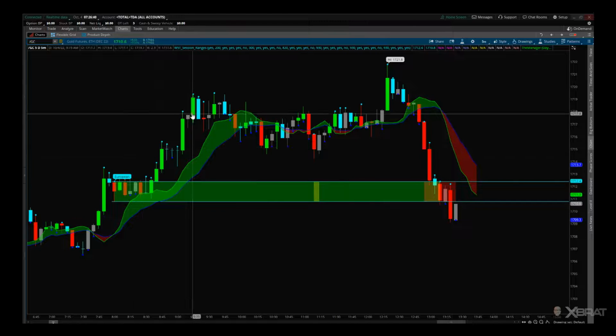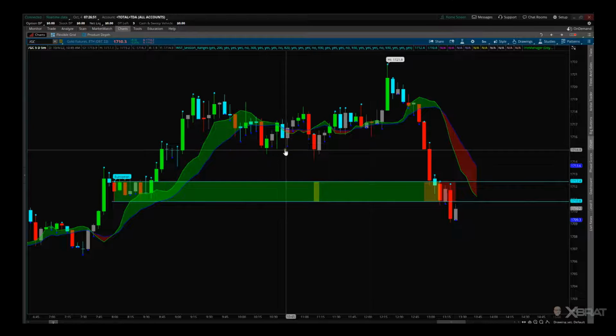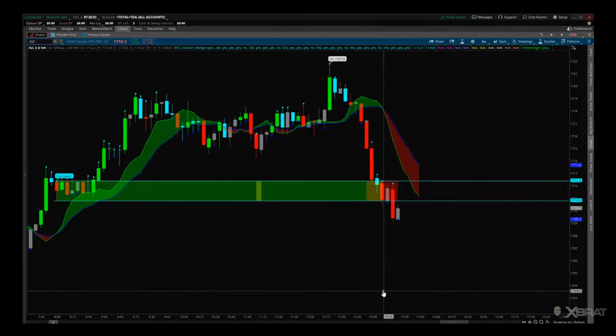Or you could just set a 50 tick target. Go 2 contracts, 50 ticks. Don't care what's going to go on after that. Just take your money and run. Then we get this price action. We don't really care about that price action with this strategy.